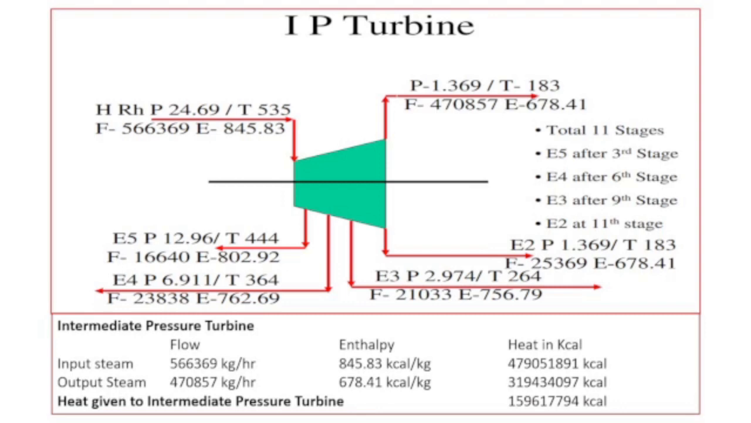There are a total of 11 stages in the turbine. E5 is after the third stage, E4 after the sixth stage, E3 after the ninth stage, and E2 at the 11th stage. So these are the 4 extractions. The exhaust of this is going into the LP turbine. The heat given to the IP turbine can be calculated. The flow and enthalpy are known. So it comes out to be 159,617,794 kilocalories. This much heat has been given to the intermediate pressure turbine.